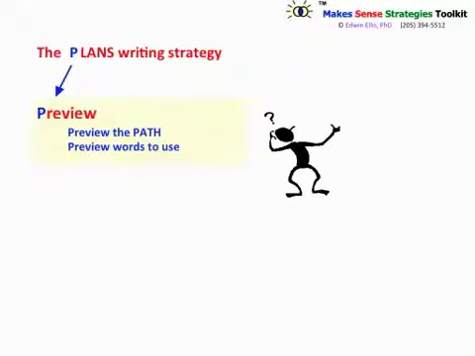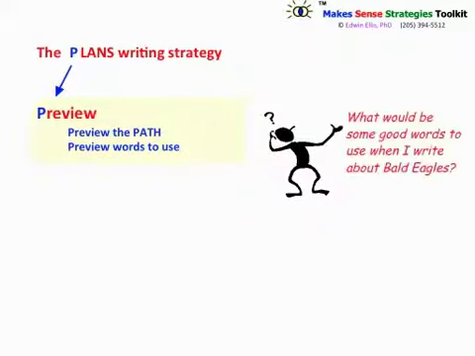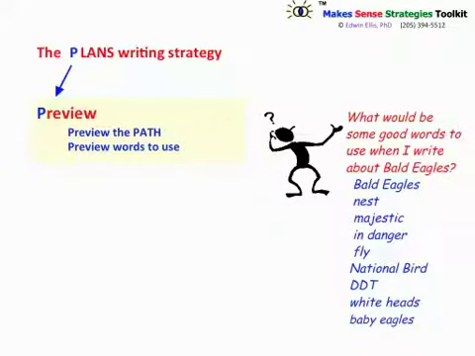The second part of preview is preview words to use. And so what we do before we even start worrying about putting stuff on an organizer is simply brainstorm a list of related words that I might use when I'm writing about bald eagles. So we're just brainstorming words, we're not organizing or anything else. And so an example is bald eagles nest, they're majestic, they're in danger, it's our national bird, DDT, etc. And so we're not worried about organizing them, we're just getting the words out on a piece of paper.